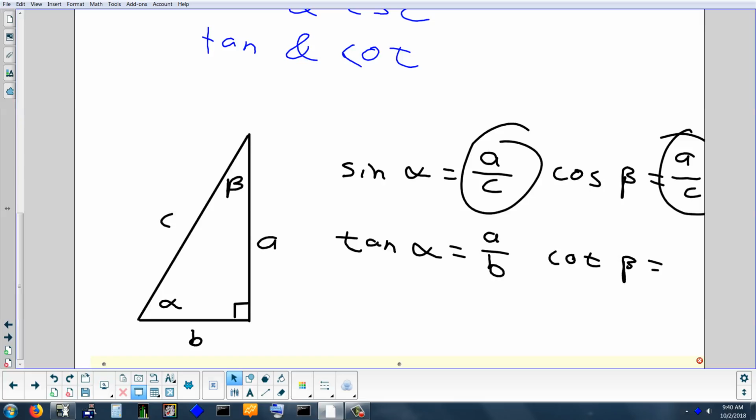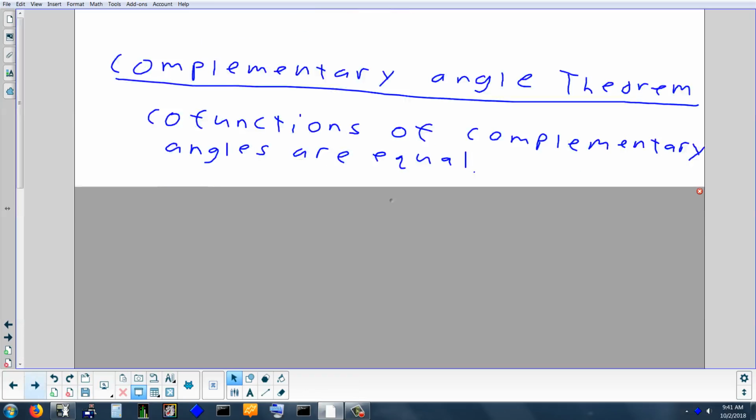So again, the way I set this up is I pick the cofunction and the complement, and see what the answer is. Cotangent is adjacent over opposite. So there's beta. What side is right next to the one that I circled? A. That's adjacent. And what side is opposite the one I circled? B. It came out exactly the same again. And that's not a coincidence. That will always happen, and that's called the complementary angle theorem.